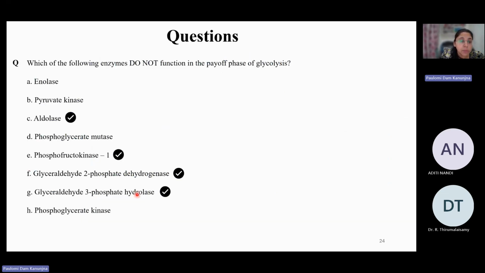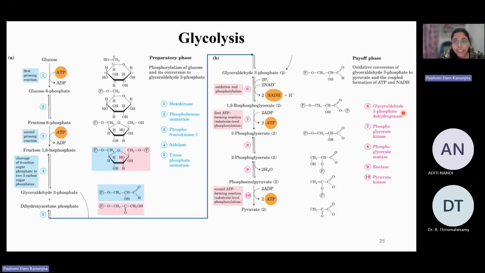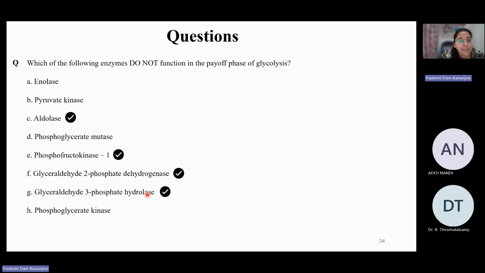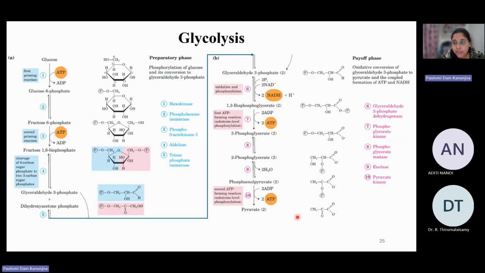So the name of the enzyme also you should take care of. This is incorrect and this one has a wrong number attached to it. If it was glyceraldehyde 3 phosphate dehydrogenase, that would be part of the payoff phase. It's not what is there. And lastly, phosphoglycerate kinase, which is here. So it is also part of the payoff phase.